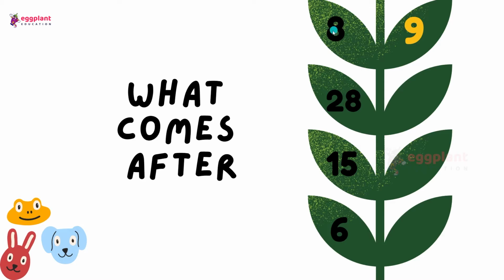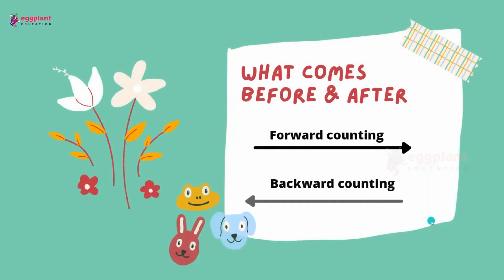See, I told you, after numbers always come on the right side. So after 8, it's 9. After 28, yes, 29. And after 15, 16. And after 6, correct, it's 7. See, you all learned what is after and before numbers, yes?